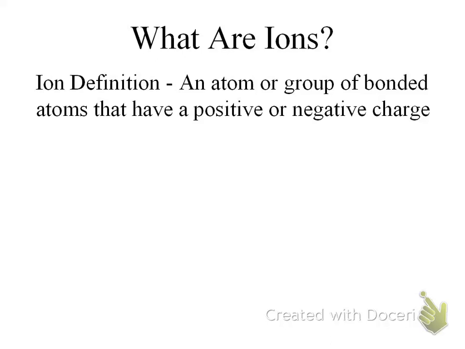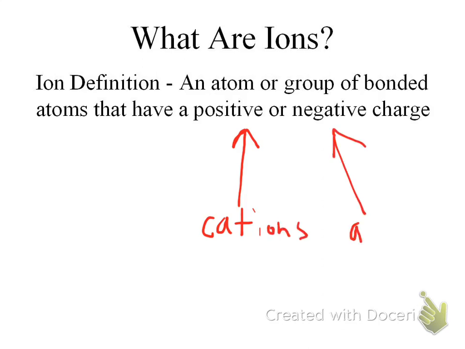Okay? So again, an atom or group, notice it says group of bonded atoms that have a positive or negative charge. What are the positive ones called? What are they called? Nope. Cations. What are the negative ones called? Anions. So cations and anions.